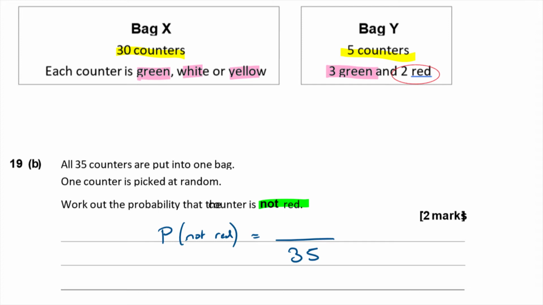Okay, so the only red counters in either bag were the 2 red counters in bag Y. So that means there are 2 red counters in total, and there must be therefore 33 counters, so 35 take away 2, that are not red. All the others are not red, aren't they? So there are 33 not red counters out of a total of 35. So the probability is 33 out of 35.